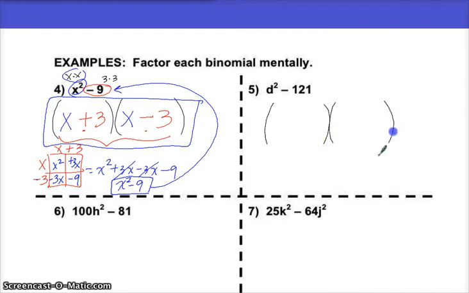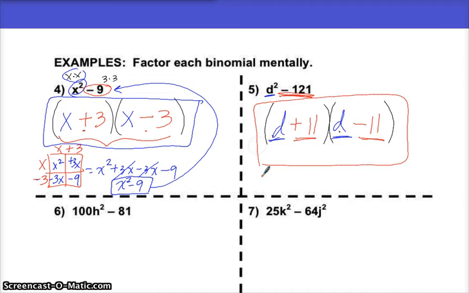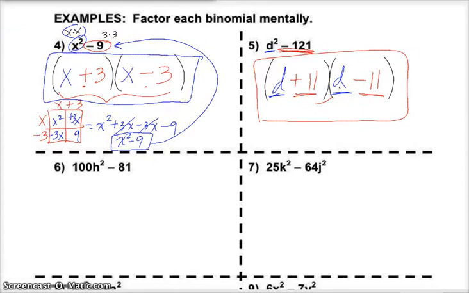So go straight to your two parentheses. What times what will give me d squared? Well, it has to be d times d. What times what will give me negative 121? Well, it's positive 11 and negative 11. So that's my final answer. I can FOIL it, check it, but that positive 11d and negative 11d are going to cancel out. So that's your final answer.